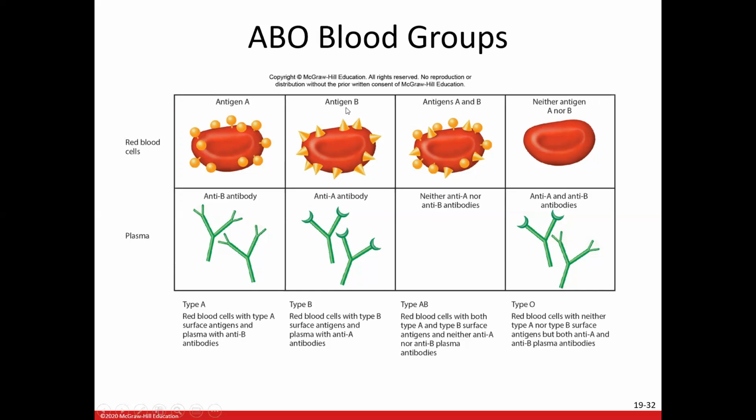So moving on with antigen B, your B antigens are going to have A antibodies. Then if you have A and B antigens, you're going to have neither A nor B antibodies. And if you have type O blood with neither A nor B, meaning you don't have any of those antigens on the surface of the red blood cells, your body's actually going to have both A and B antibodies.